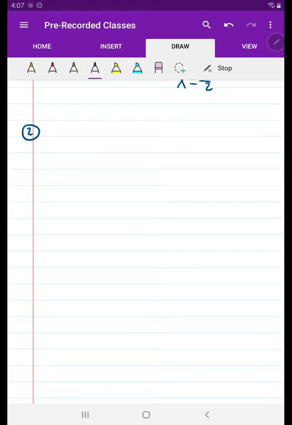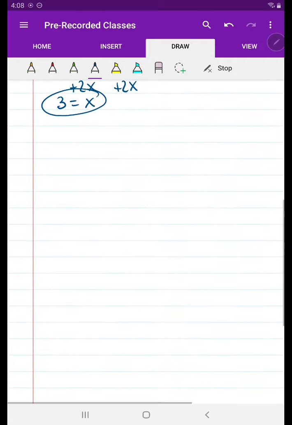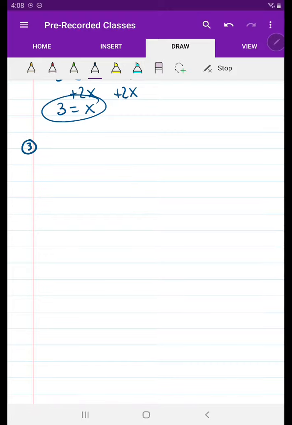the problem we were given is 5 raised to the 3 minus 2x equals 5 to the negative x. So we have an equation where we have the same base, so we can drop our bases, and we have 3 minus 2x equals negative x. So we have an equation with just our exponents. And so then we can get x on one side by itself. So I'll add 2x to both sides, and I'll get 3 equals x, and that's your answer. Moving on to number 3, we have 3 to the 1 minus 2x equals 243.